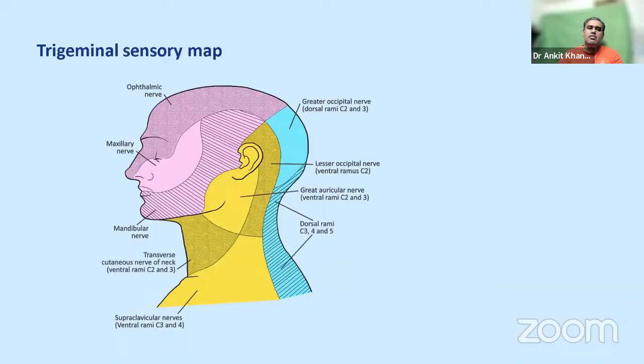This is the trigeminal sensory map. We normally read it. Basically, it is a sensory map showing us the sensory nerve supply of not just the scalp but also of the face. So here you can see this is the V1 area, this is the V2 area, this is the V3 area. And behind you are seeing C2, C3, and finally you have C4. So behind the auricle, as we discussed, we have the cervical plexus. So this is another way to see it.